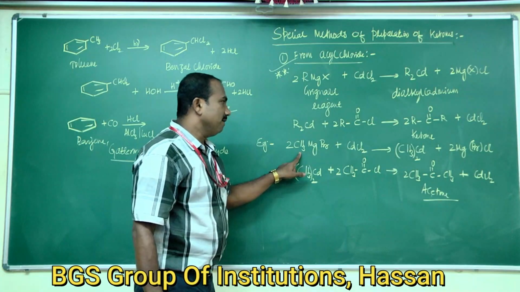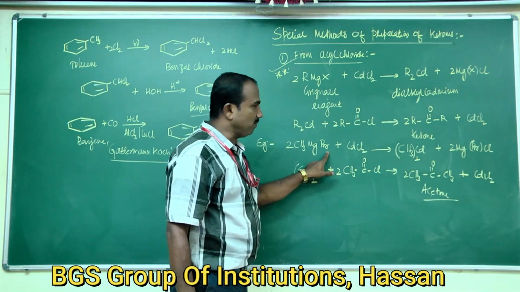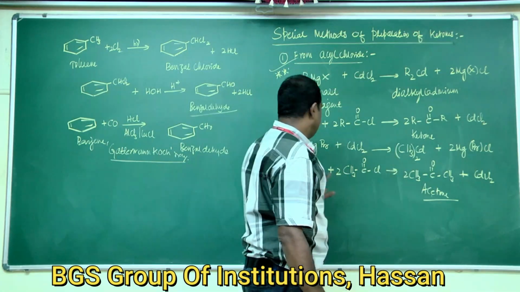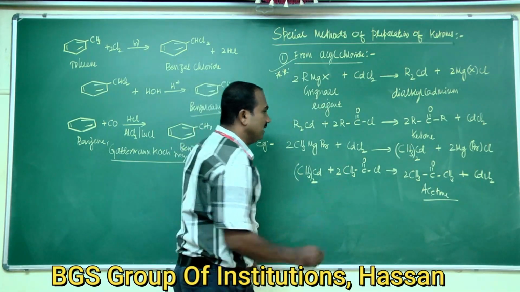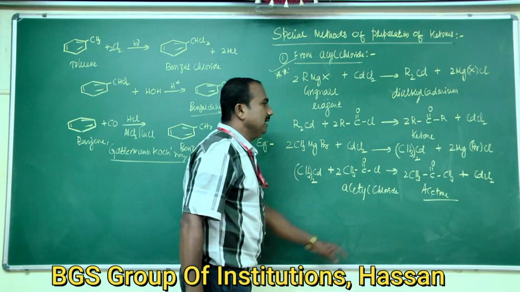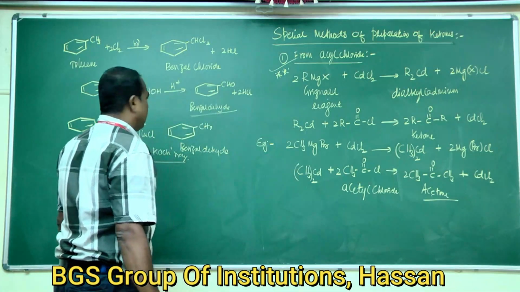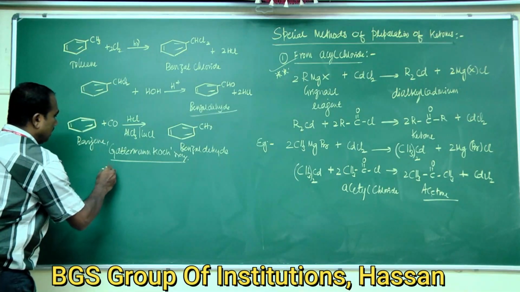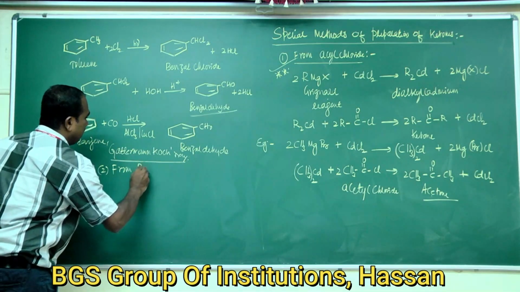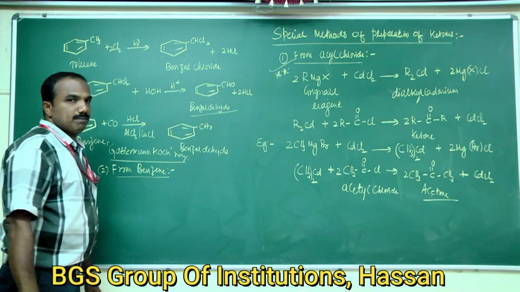So this is how acetone is prepared from methyl magnesium bromide, a Grignard reagent, by using cadmium chloride. When methyl magnesium bromide is treated with cadmium chloride, dimethyl cadmium is formed. Dimethyl cadmium, on treating with acetyl chloride, that is acyl chloride, gives acetone. This is one such method. And the second method of preparation is from benzene or substituted benzenes.